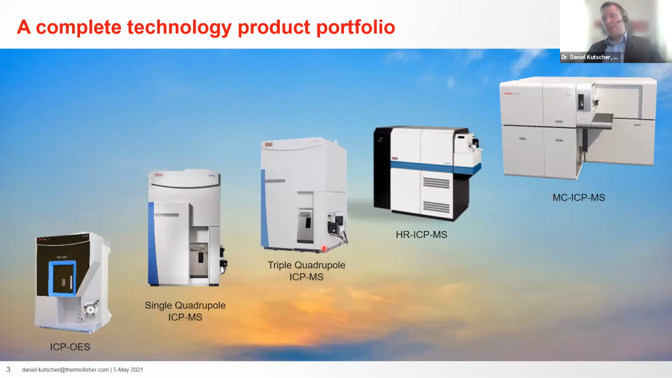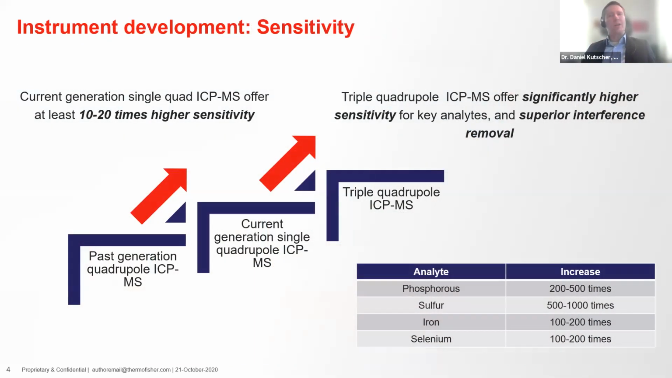Single and triple quad ICP-MS, but there's also high resolution ICP-MS systems available with a magnetic sector, double focusing setup, and also a product recently brought to market, a new multi-collector ICP-MS with the NEOMA system. Now, similar to what Cyprian and Damon did, I would also like to talk a little bit about the evolution of mass spectrometers over the last couple of years.